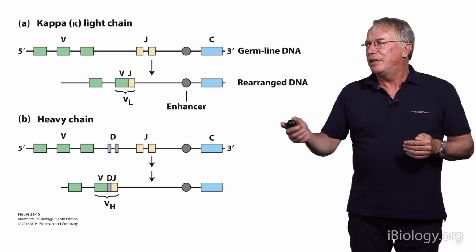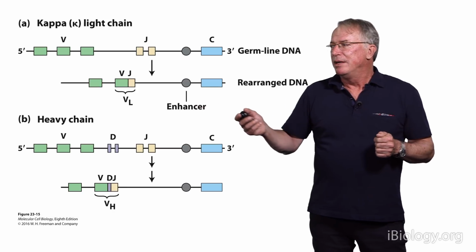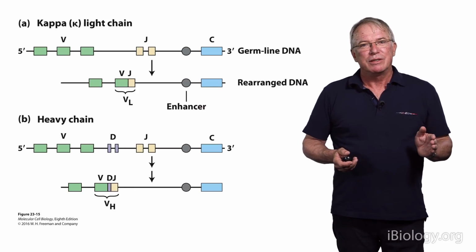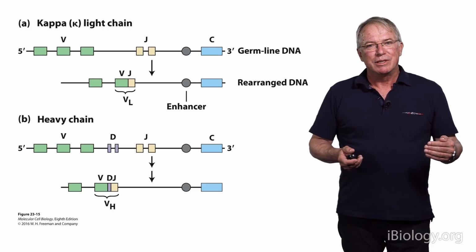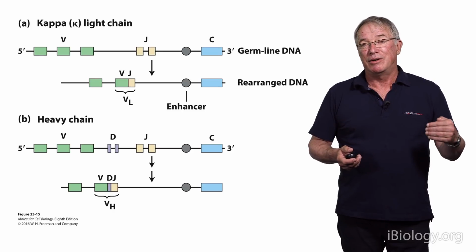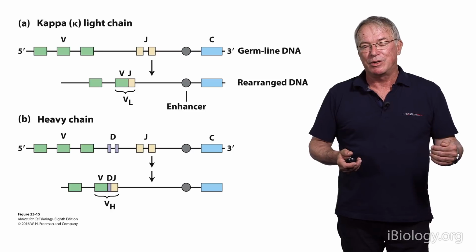You'll notice that I've indicated the presence of an enhancer. The promoters that drive expression of a functionally rearranged heavy chain do not come within controlling distance of these enhancers unless and until somatic gene rearrangement has occurred.